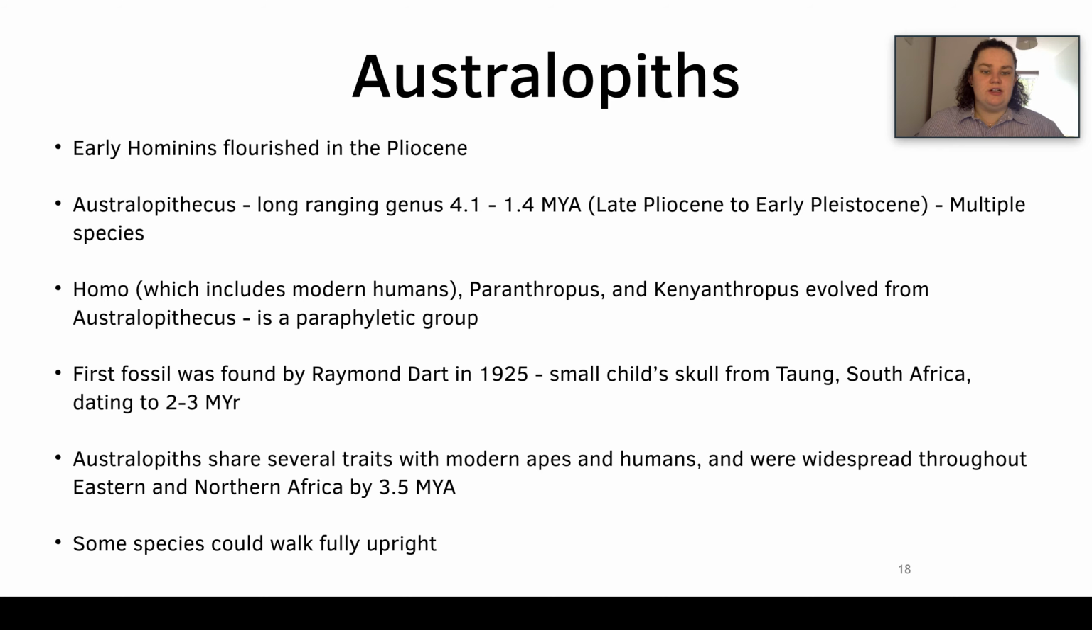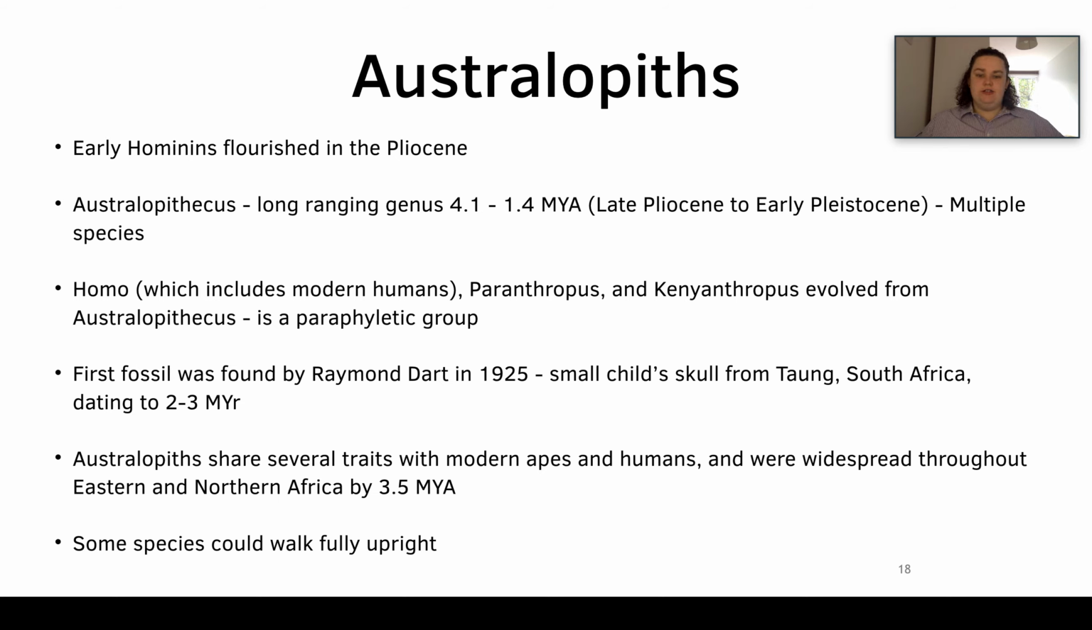So now we move on to the Australopiths, and these include quite a few famous faces that you probably will have all heard of. So they are early hominins which flourished during the Pliocene, and Australopithecus is kind of the most famous Australopith, and it's a really long-ranging genus temporally, so it ranged from 4.1 to 1.4 million years ago, so the late Pliocene to the early Pleistocene, and there are numerous species that we all know of. And Homo, which includes us modern humans, Paranthropus and Kenyanthropus, evolved from Australopithecus, and it's kind of thought to be a paraphyletic group.